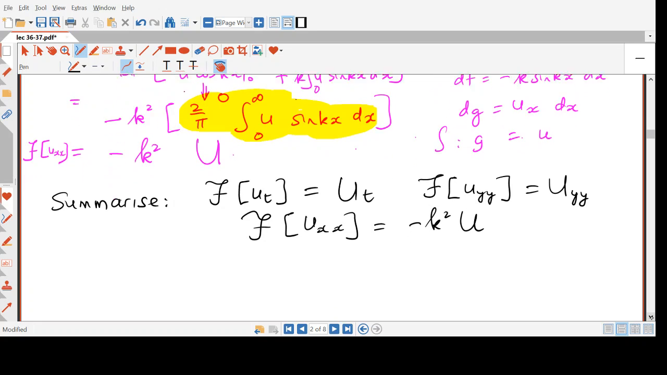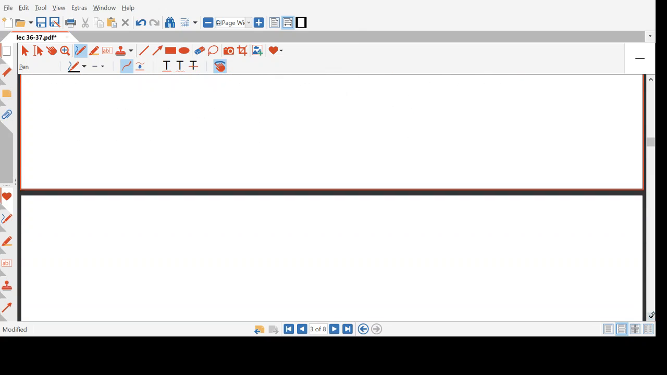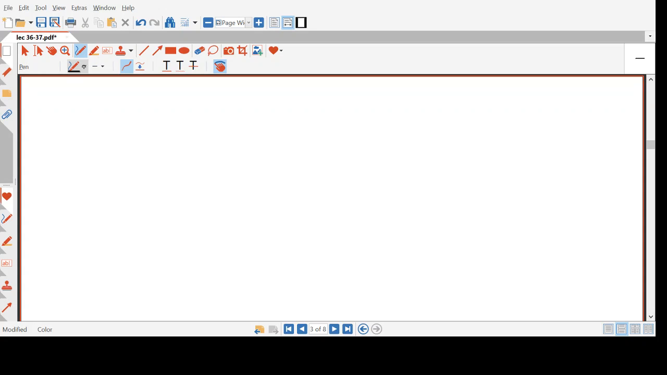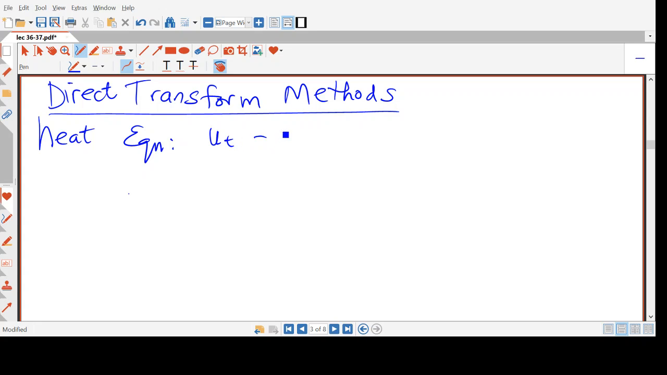So this will now be useful in our understanding of the heat equation and so on. Let's now take a problem with the heat equation, and we'll solve this by the direct transform method. Those transforms that we just achieved now will be used to calculate the profiles of the heat function. So the heat equation, let's say it's ut minus alpha uxx equals to some function of x.